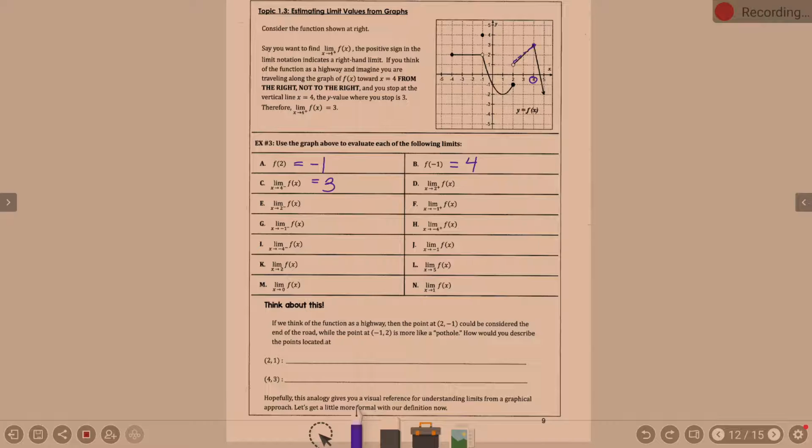Okay. Does that help some, Connor? We get B. B? Okay.